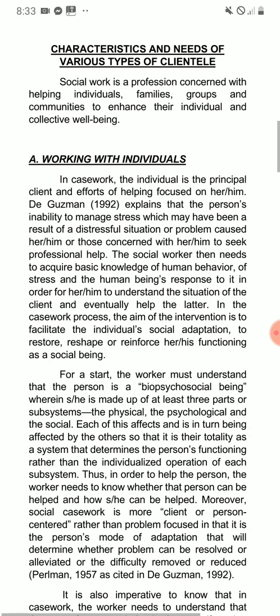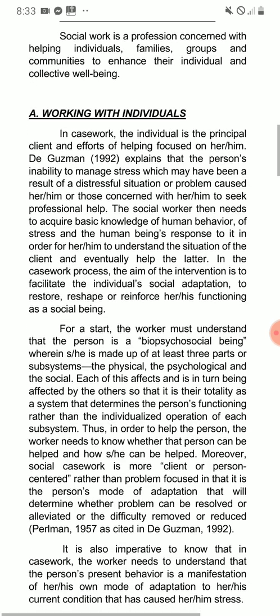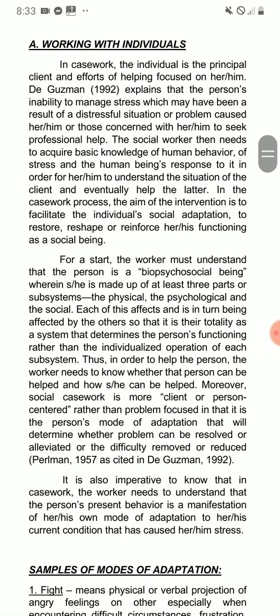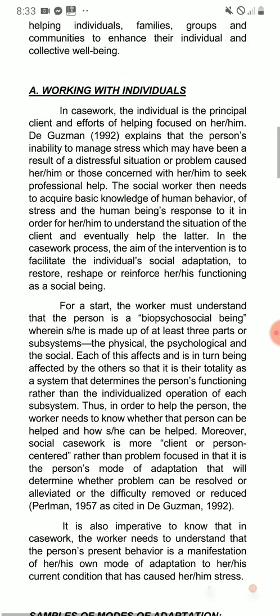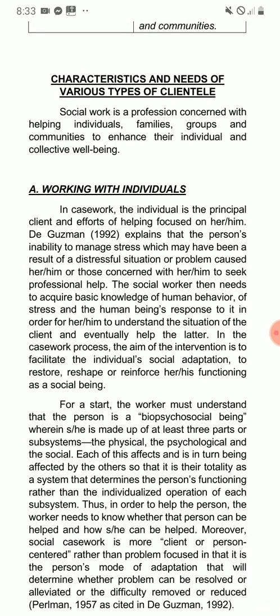Okay, so sabi nga dito, it explains that the person's inability to manage stress which may have been the result of a distressful situation or problem caused or those concerned with him or her to seek professional help. So ngayon, the question now is how can we be able to help the individuals to overcome their distressful situations? Tulad ng sinabi natin kanina, no? Ano kaya yung need ng mga individuals na to? Why do they need to consult with the social worker?